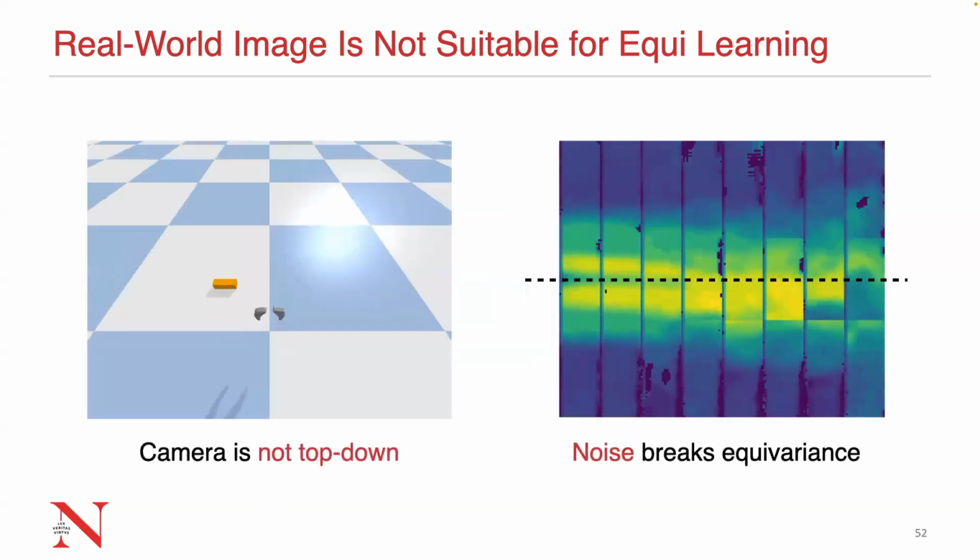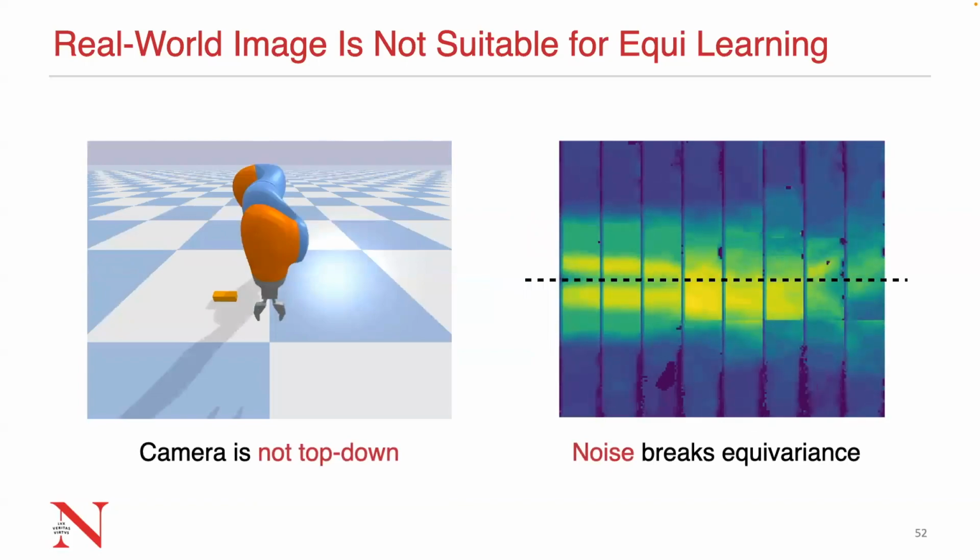For example, in robotics, the ideal top-down camera might only exist in the simulator. In the real world, because of the occlusion of the arm, maybe we don't have access to a perfect top-down camera, or we need a significant amount of pre-processing to generate that kind of top-down image. That's what I did in my previous projects.